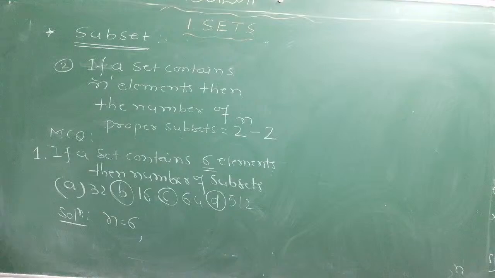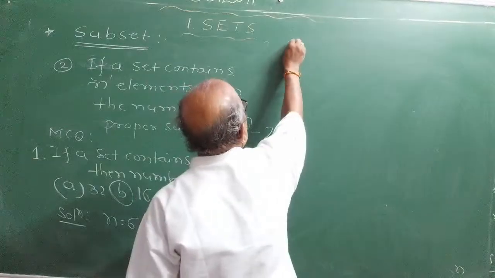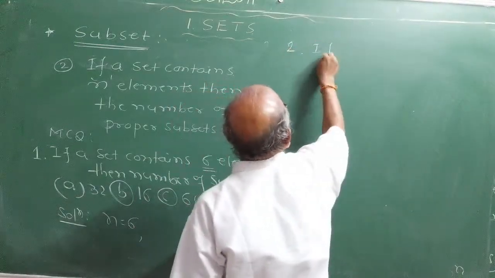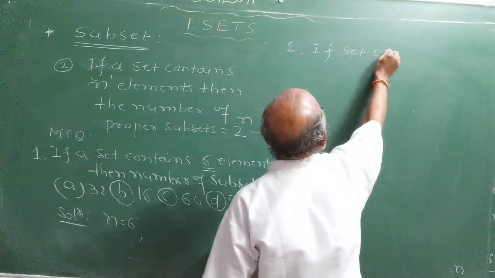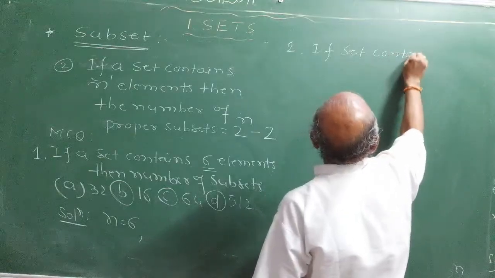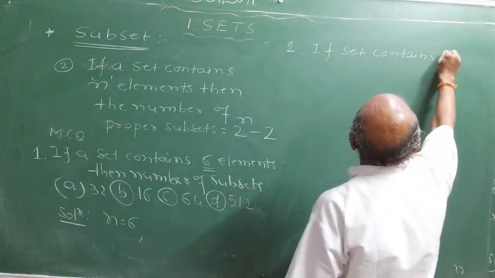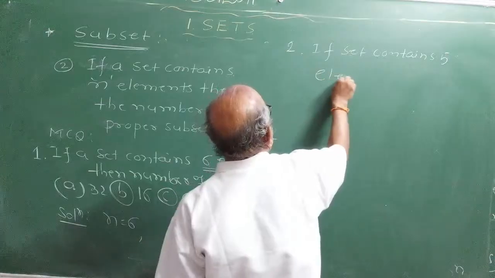Tell me your answer. Take some 15-20 seconds. The formula is given to you. Number of subsets. I will write another question by the time you try. If a set contains 5 elements, answer them in 1 minute.